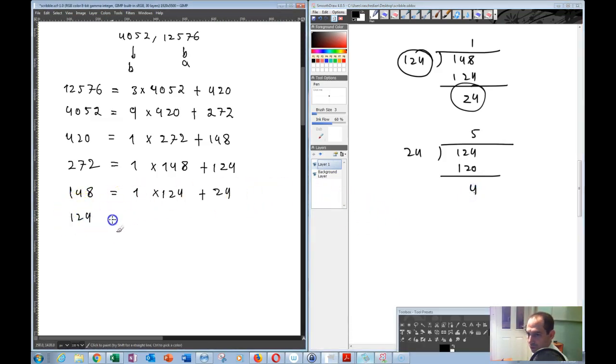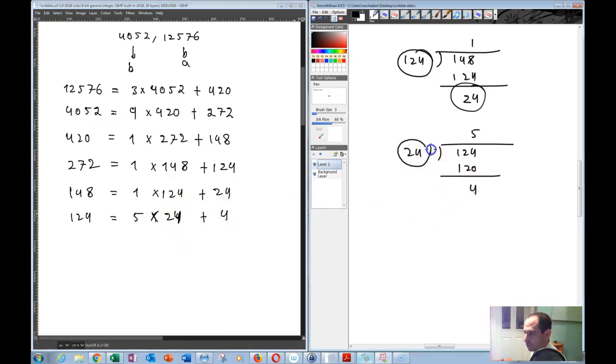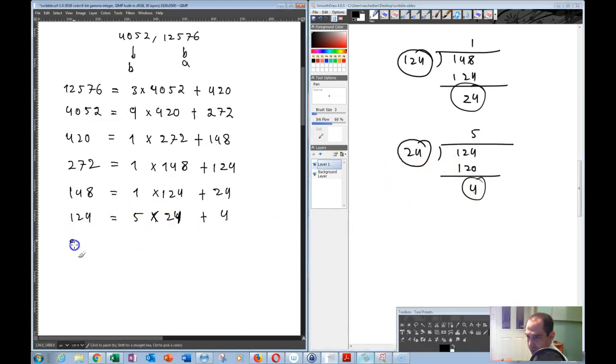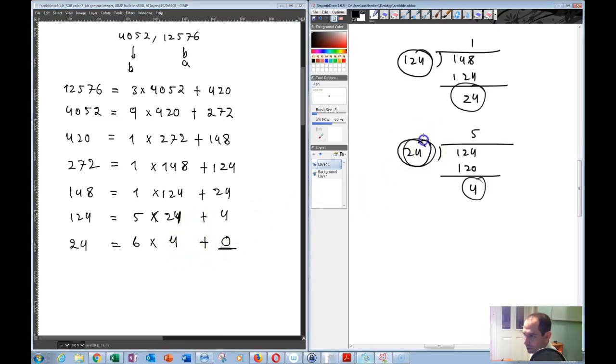So 124, you can write it as 5 times 24 plus a remainder 4, and then 24 and 4, so 24 divided by 4 is equal to 6, remainder 0. So 24 is equal to 6 times 4 plus a remainder 0. Now that your remainder is 0, what I did over here was I took this 24 and divided by 4, and that gave me a quotient 6 and a remainder 0.